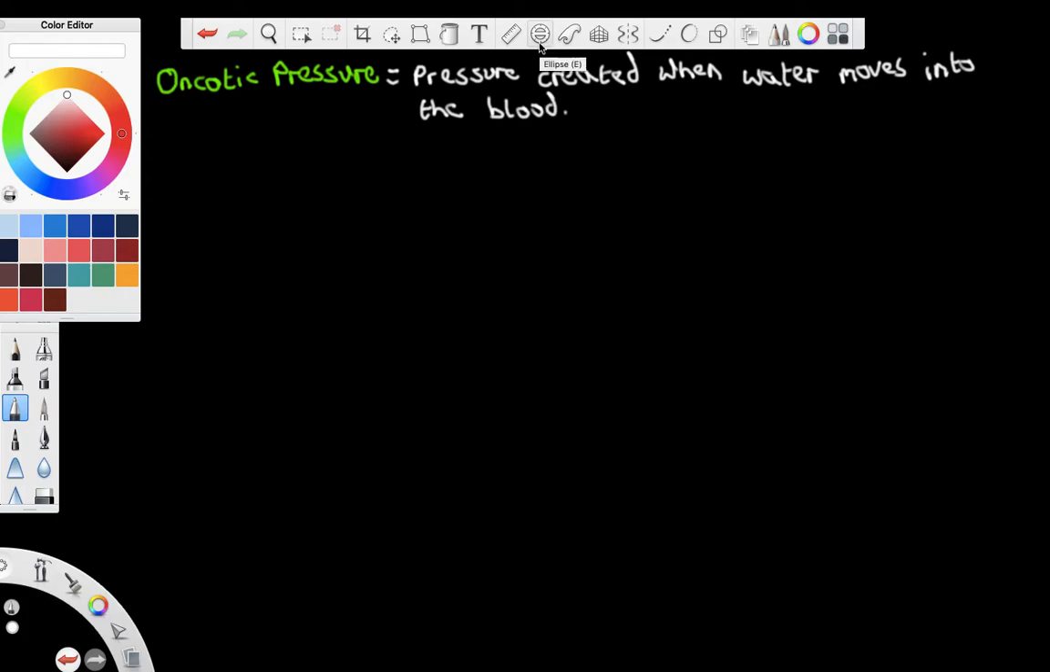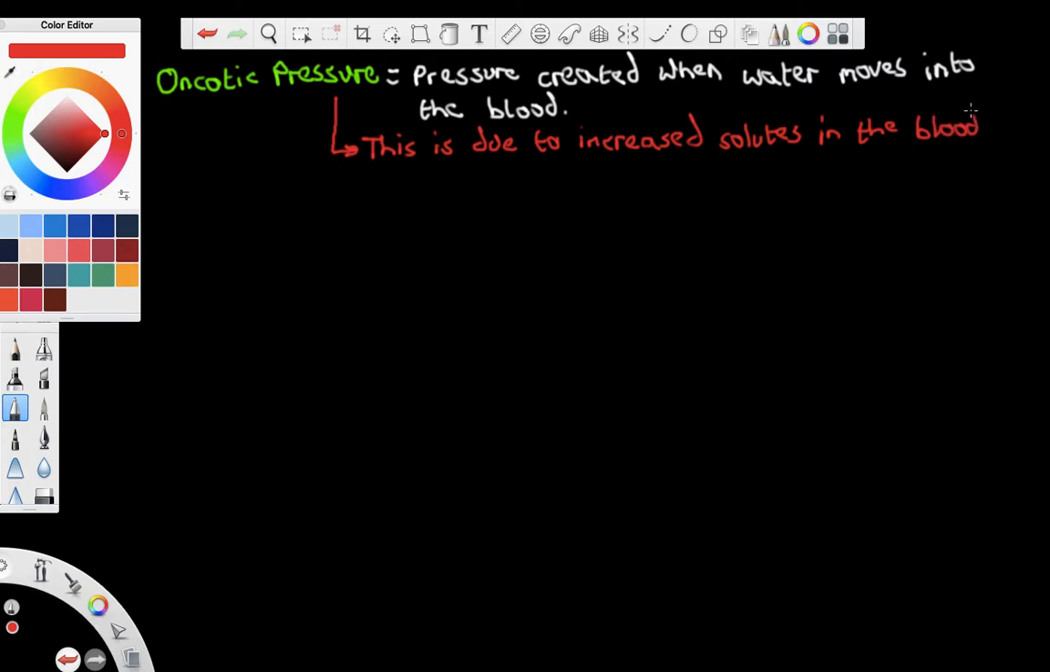So this is usually due to excess solutes in the blood, which lower its water potential. So we can say that this is due to increased solutes in the blood causing water to move into the blood.